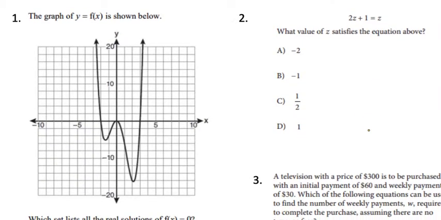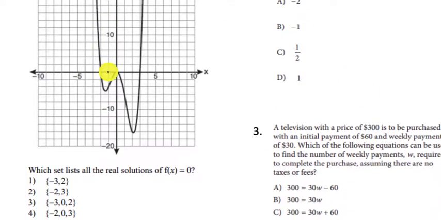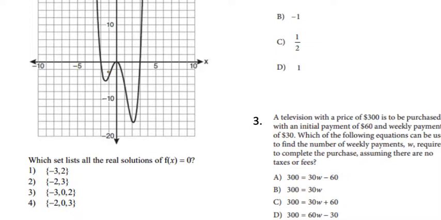The graph of y equals f of x is shown below. Which set lists all the real values of x for which f of x equals 0? So remember, f of x is the same thing as y. So they're saying what are the values of x where y equals 0? So we're going to see where y equals 0.